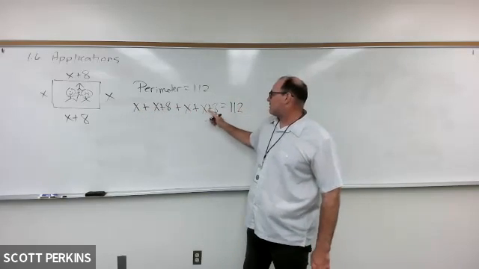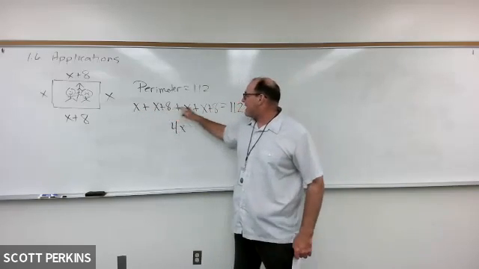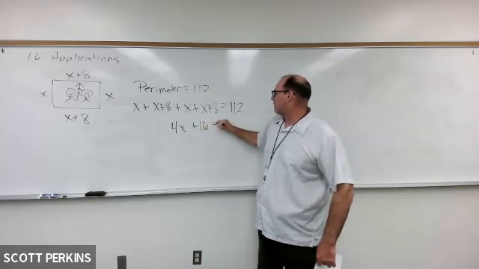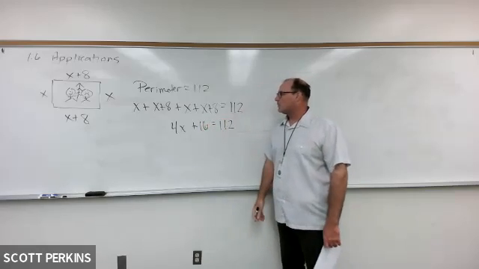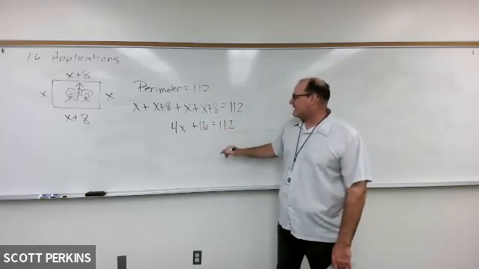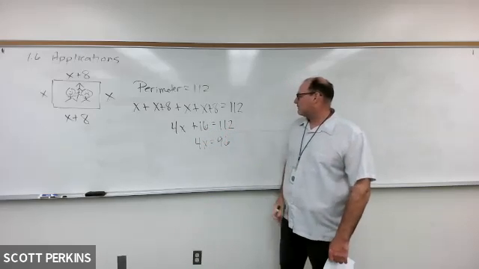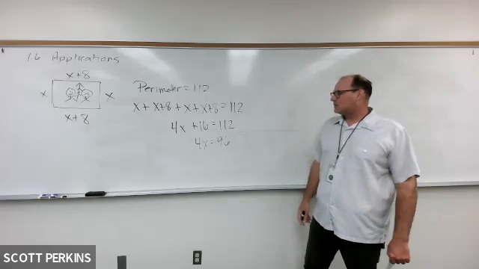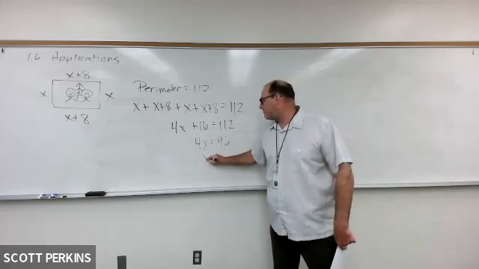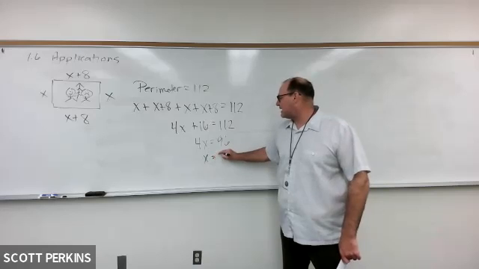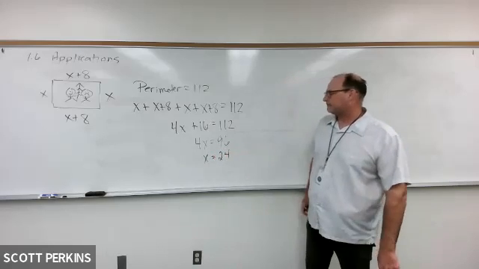X plus X plus X plus X, that's 4 of them. 8 and 8, that's 16. When I subtract 16 from both sides, I believe that gives me 96, probably. And then I divide both sides by 4, and that's going to be 24, I think.